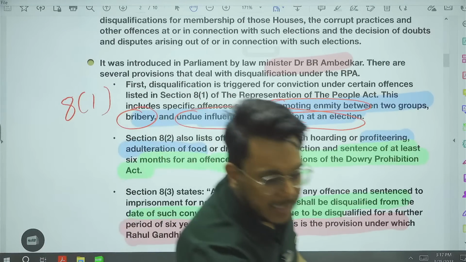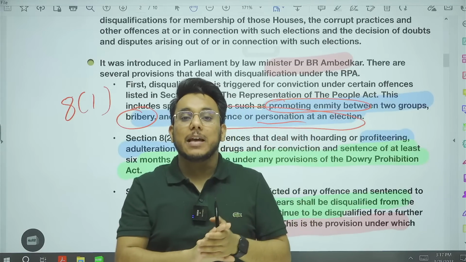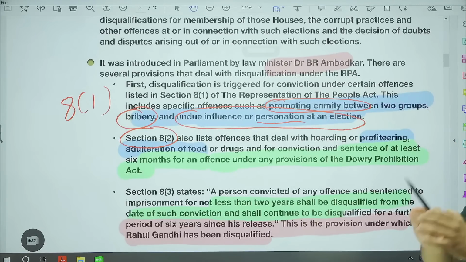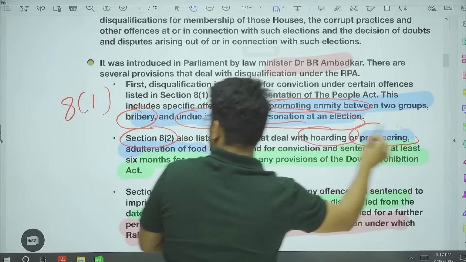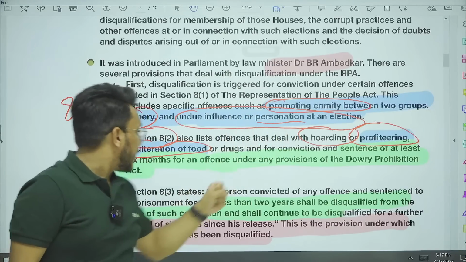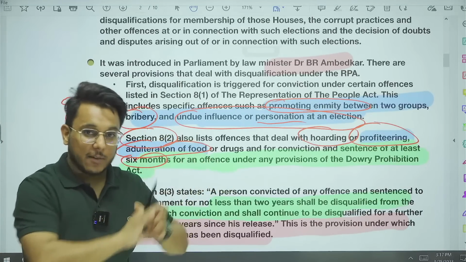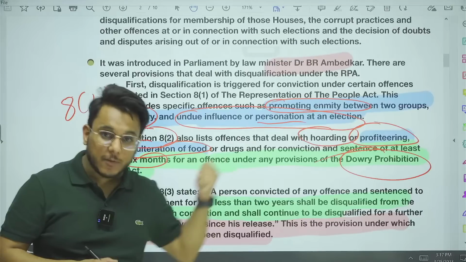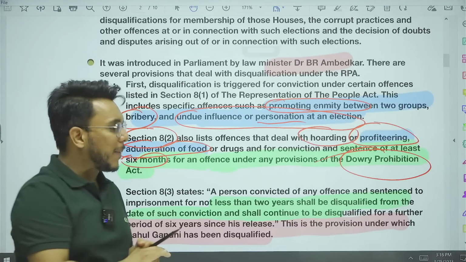Now you need to see the Representation of People Act carefully, guys. Why? Because the Representation of People Act is directly mentioned within our GS Paper 2 syllabus. Then second is Section 8 subclause 2. This provides that a person can be disqualified if he has been caught with an offense dealing with hoarding or profiteering or adulteration of food. If you have hoarded potatoes, onions, food which should not be hoarded, or carried out any adulteration of food, or if a person has been convicted and given a 6-month punishment under the Dowry Prohibition Act. If a person was taking dowry and has been caught and convicted for 6 months, then the person will be disqualified. That is 8 subclause 2. Obviously this provision has also not been applied in Rahul Gandhi's case.